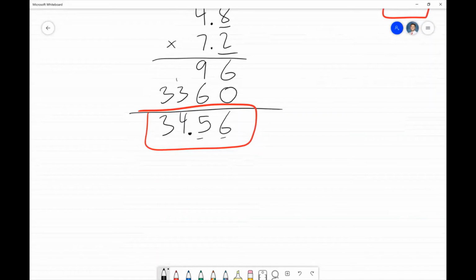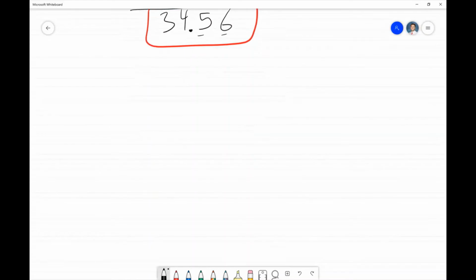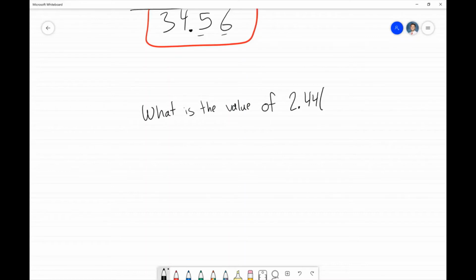So now we're going to have some practice with multiple operations. This question says, what is the value of 2.44 times, remember that when we have something in parentheses right next to a number, that's telling us to multiply. So 2.44 times 4.5 minus 3.175. Because this subtraction problem, 4.5 minus 3.175, is in parentheses, we're going to start there.